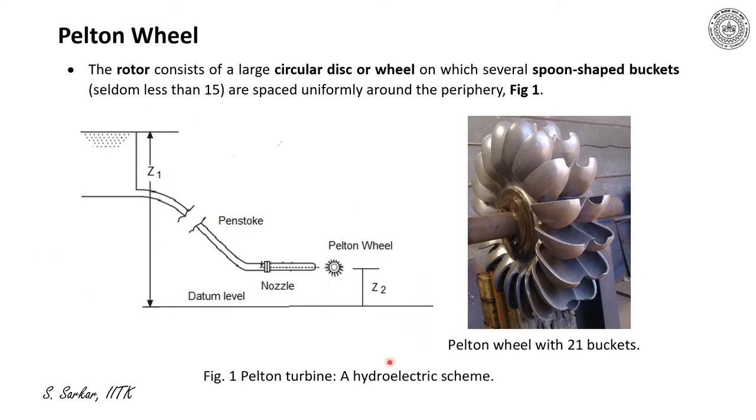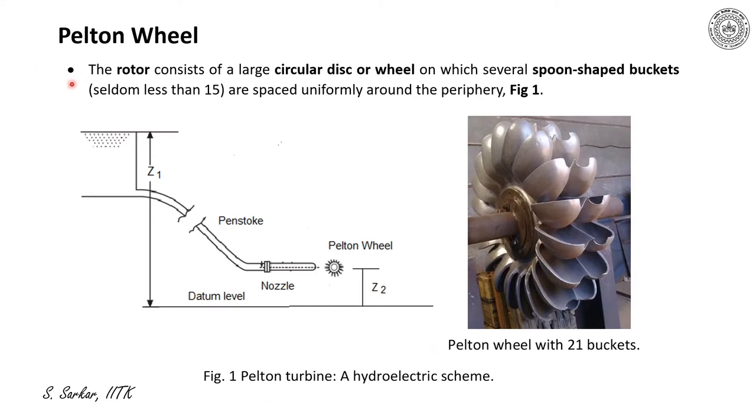Thus, I have sketched here the system of a Pelton turbine, where suppose we have a natural source of water, and from the natural source of water, a long pipeline is connected to the nozzle of the Pelton turbine, and this long pipeline is called the penstock. The penstock leads water to the nozzle, and thereby a jet of high speed is created, and these jets impinge on the buckets, get deflected, changing angular momentum and thus initiating rotation of the wheel.